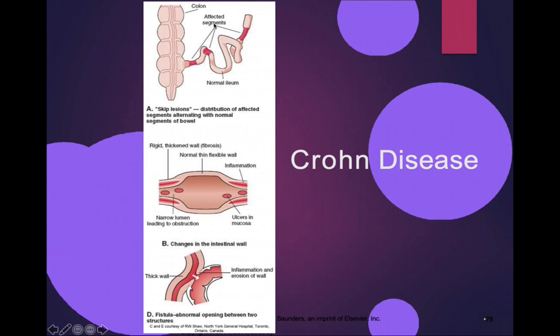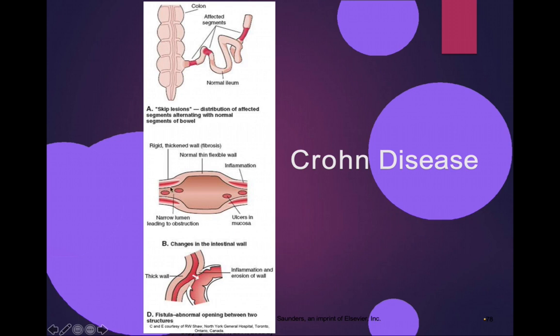So you can see here is the colon, looks like the ascending colon. Here's part of the intestines. So the red areas are the ones affected, and these are the skip lesions. So you have this distribution of the affected segments alternating with normal segments of bowel in between.